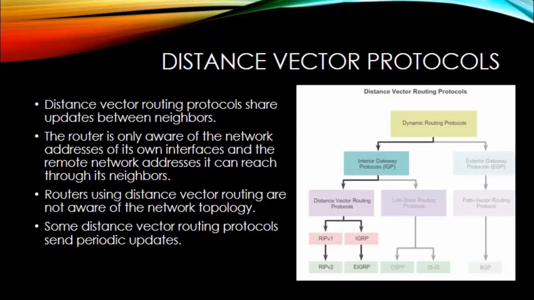Distance vector protocols. Distance vector routing protocols share updates between neighbors. The router is only aware of the network addresses of its own interfaces and the remote network addresses it can reach through its neighbors. Routers using distance vector routing are not aware of the network topology. Some distance vector routing protocols send periodic updates.